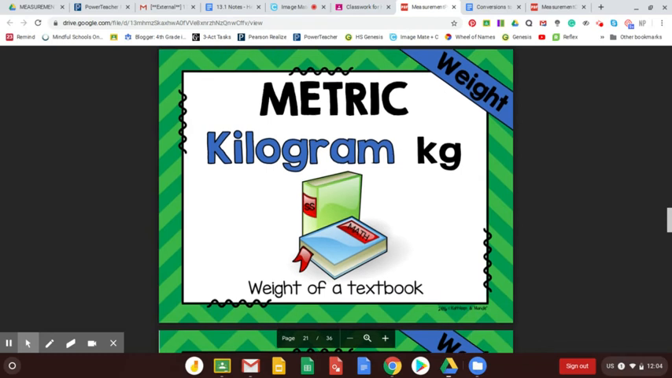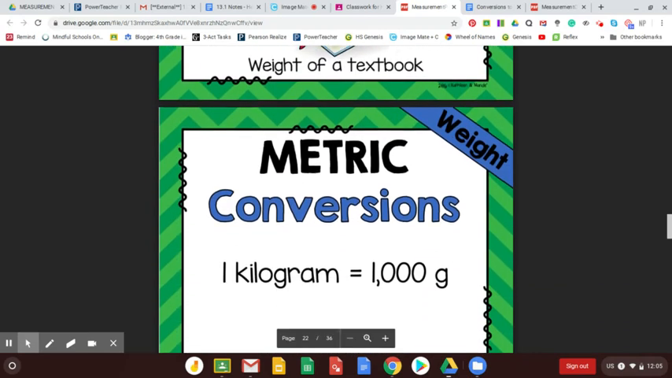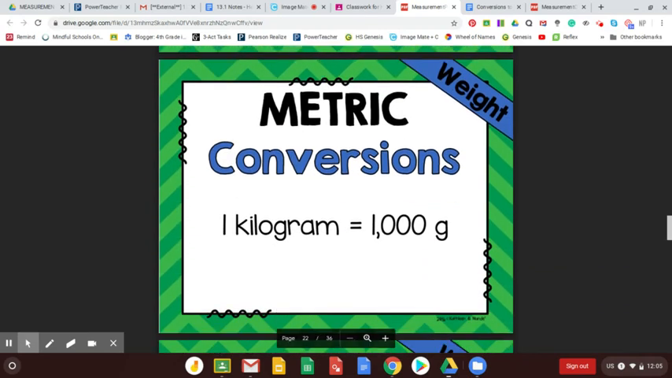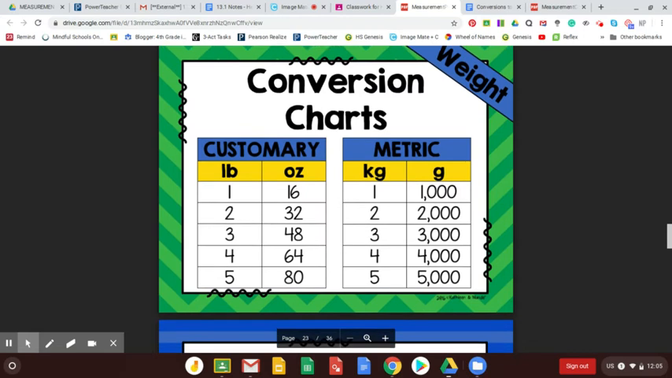A kilogram in the metric system is about the weight of a textbook, like a hard textbook. I'm trying to think. We don't really have any hard textbooks. Our workbook, I don't think, would weigh about a kilogram. Maybe about a kilogram, but one of those big heavy textbooks. And so 1 kilogram equals 1,000 grams. So if you had 1,000 paper clips, it might be as heavy as a textbook.